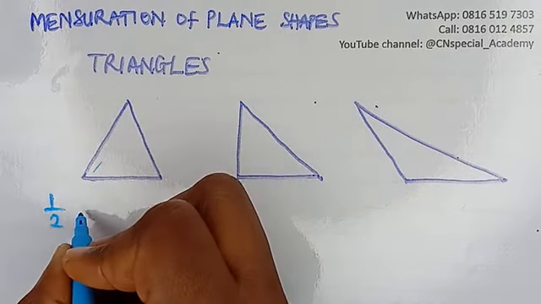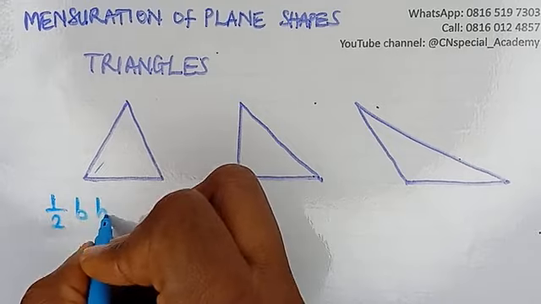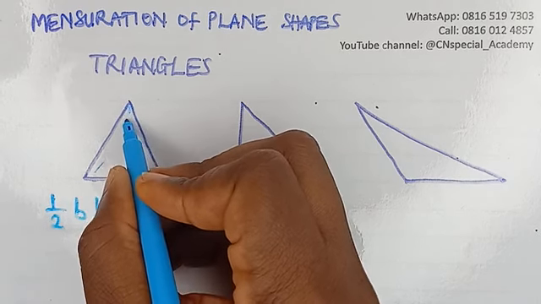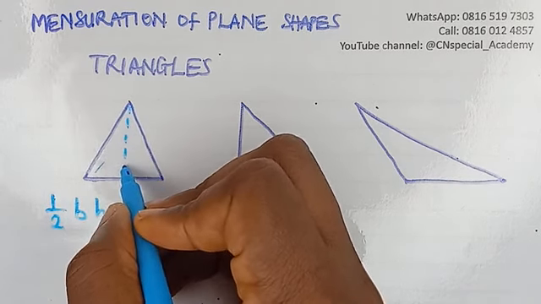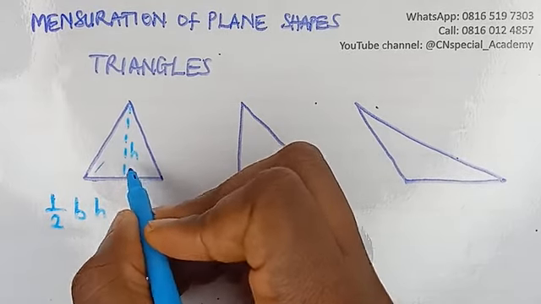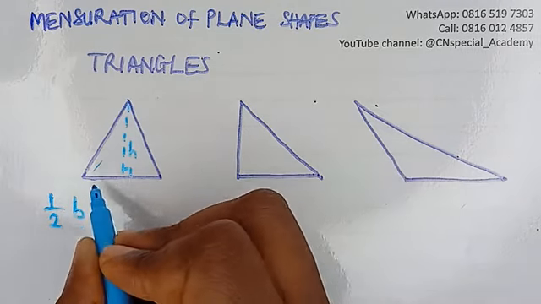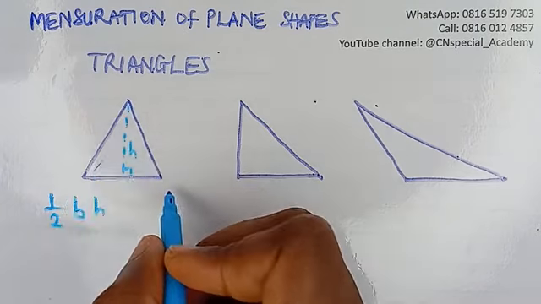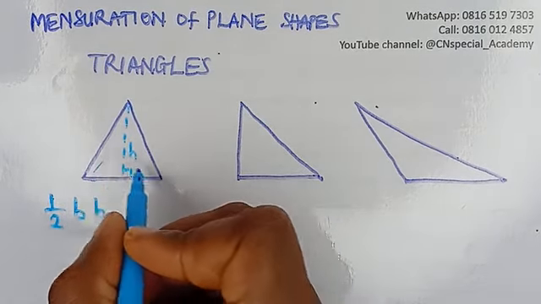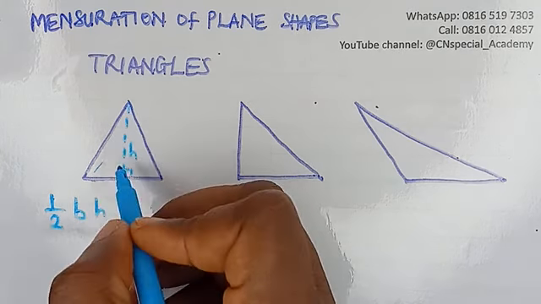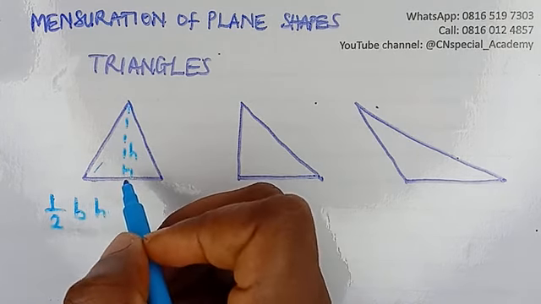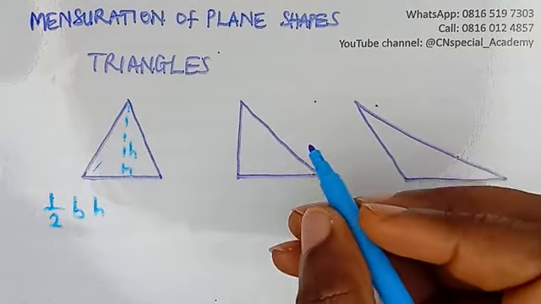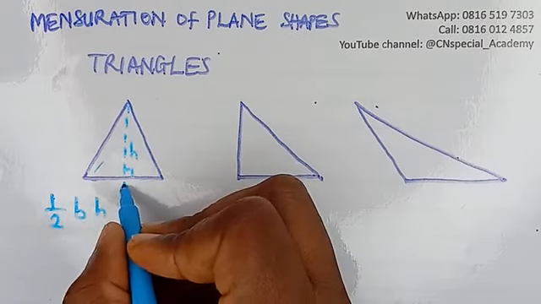So that is half base times height. The base is that side to which the height we are taking note of is at right angles. So this is the base. If this side was given and we needed another height, then this should now be the height. The height must be perpendicular to the side of the triangle we call the base. So this is the height for this, and this is the base.